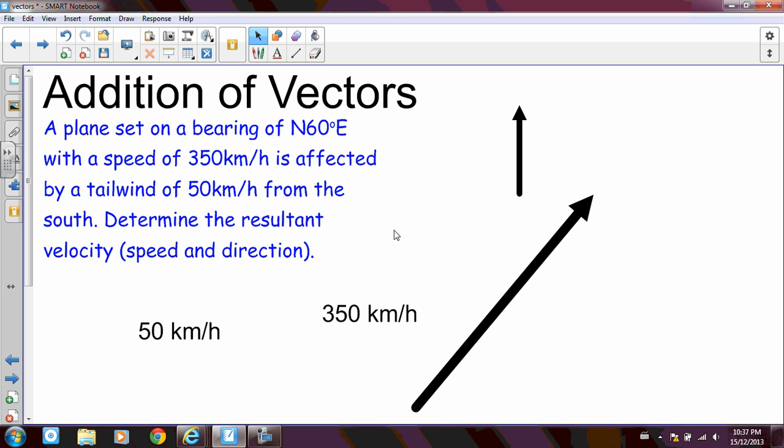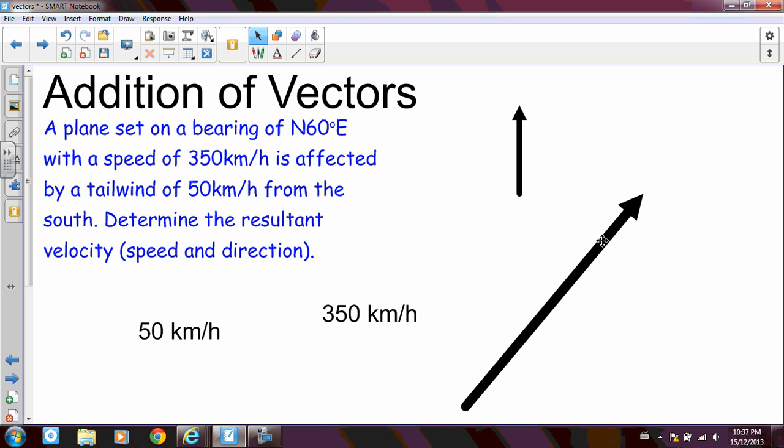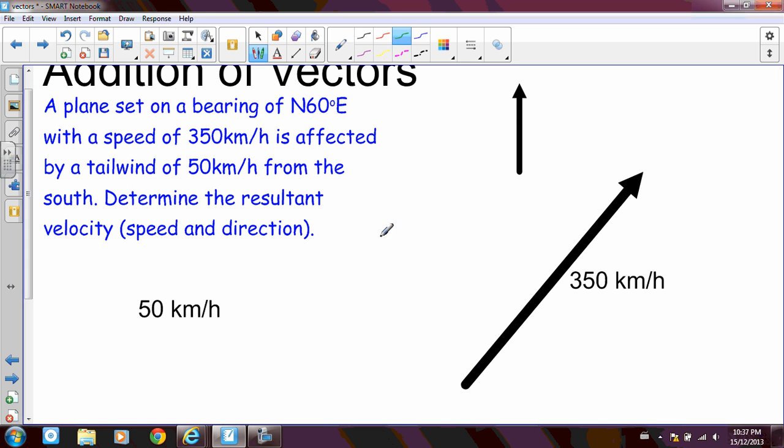Determine the resultant velocity. So first thing to point out, the term resultant implies basically what is the result of the rest of the situation. So in this case, we have the initial flight path of the plane being 350 kilometers per hour, north 60 east. In case you didn't catch it, when we see something like north 60 east, it means starting from the north, heading 60 degrees towards the east.